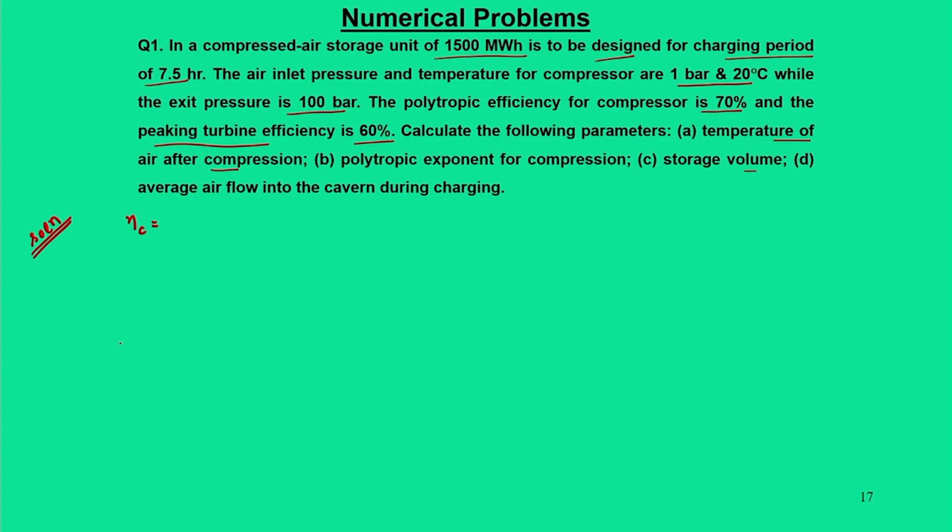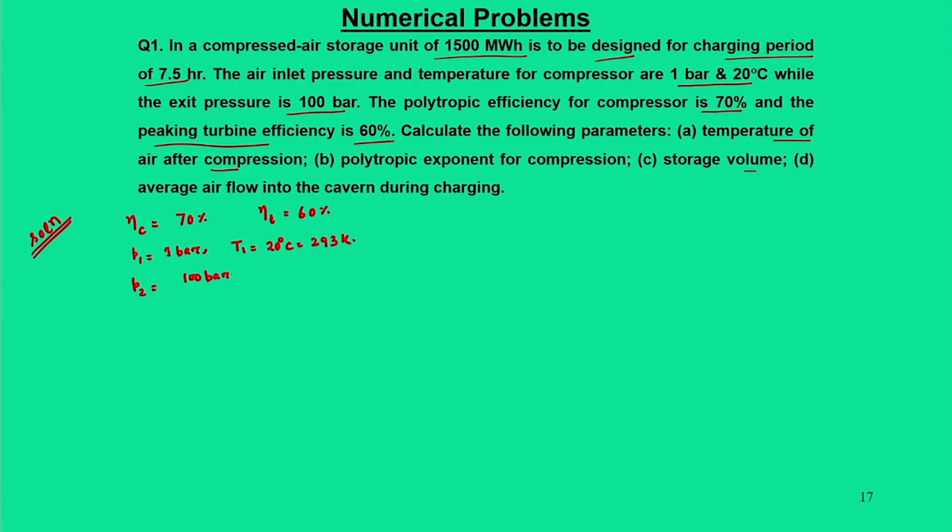The polytropic efficiency of the compressor is 70%, and the peaking turbine efficiency is 60%. The initial condition is P1 equal to 1 bar and T1 equal to 20 degree centigrade, which is 293 Kelvin. P2 is 100 bar.